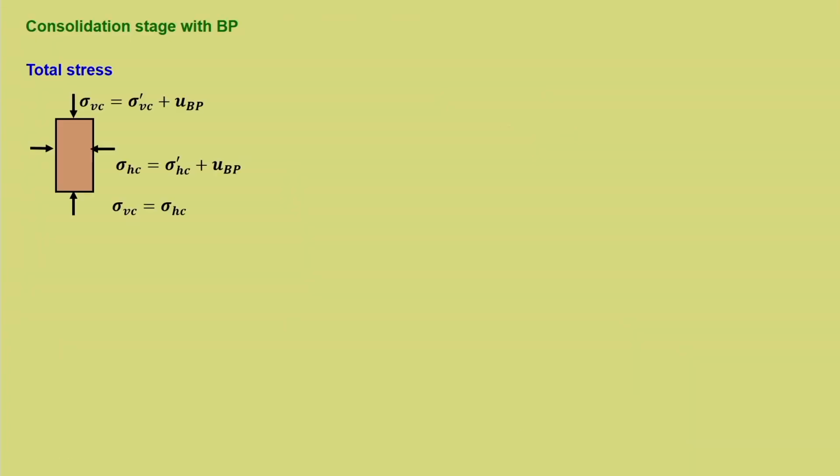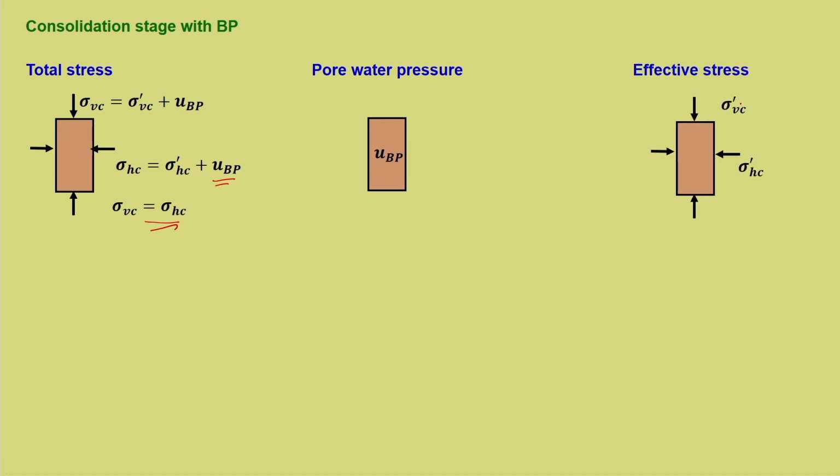Consolidation stage with back pressure. So, sigma Vc is equal to sigma dash Vc plus u_BP. Similarly, sigma Hc is equal to sigma dash Hc plus u_BP. Here it is the same isotropic consolidation. We are raising the pore pressure also by u_BP, so that there is no alteration in the effective stress condition. It remains the same as sigma dash Vc, sigma dash Hc as we had in the previous stage. Now here when you apply back pressure, the back pressure line is kept open for drainage as well, and the drainage happens against the back pressure, and that is okay. We should not think that since there is back pressure, that is going to oppose the drainage coming out of the sample. This is mainly because u_BP is not acting like an excess pore pressure.